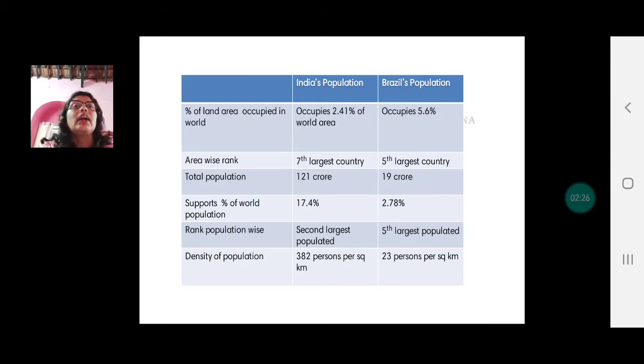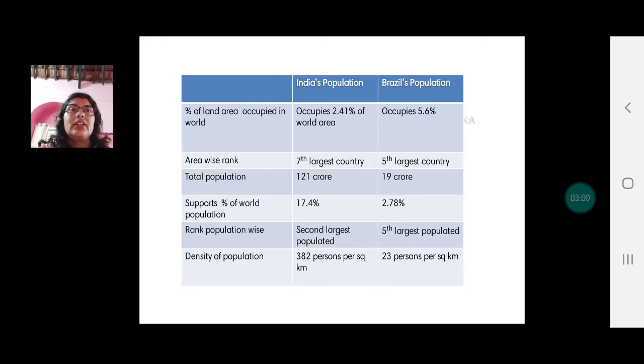Talking about how much population India supports, India supports 17.4% of the world population. Now we would expect Brazil to support more population because Brazil is huge. But look at the figure. Brazil supports 2.78% of the world population. That means there's a huge population that India supports. Rank population-wise, India is the second largest country in the world after China.